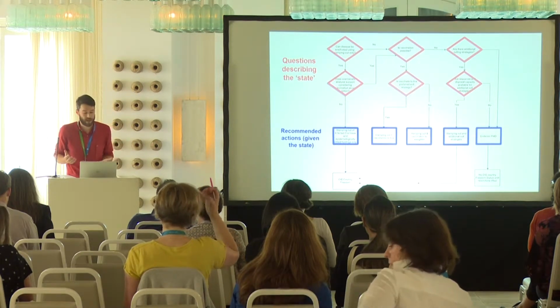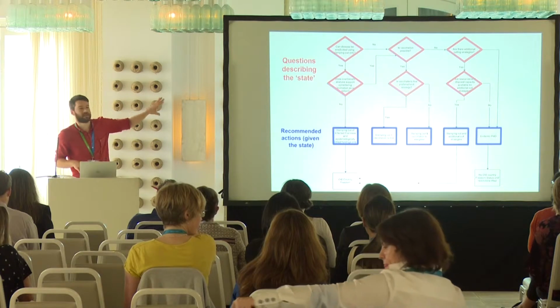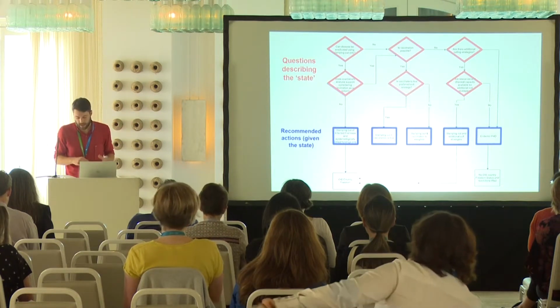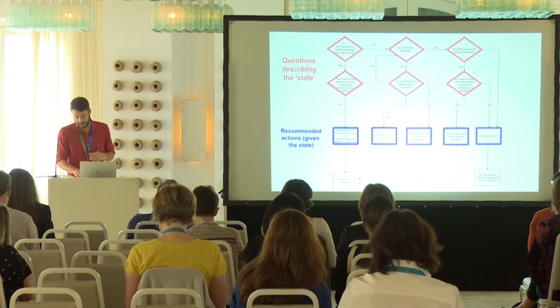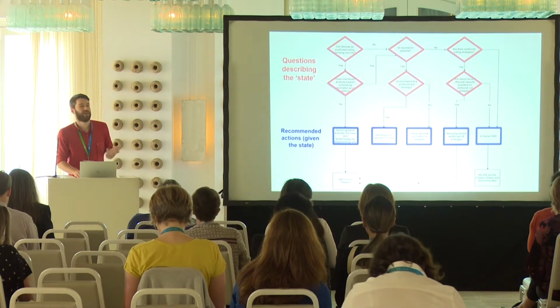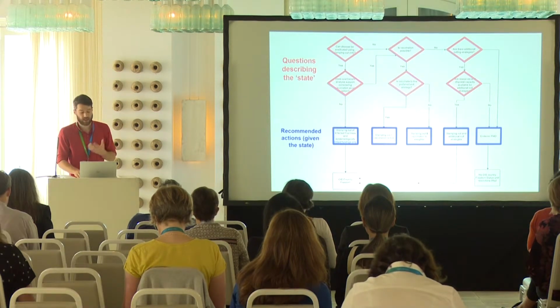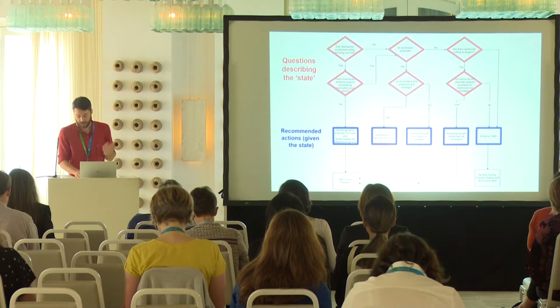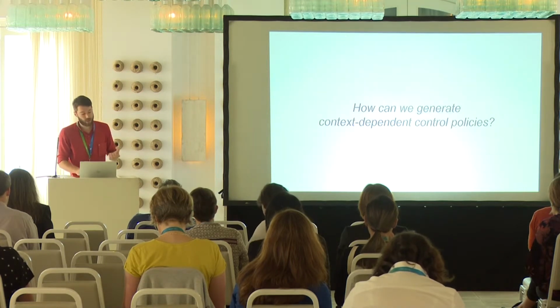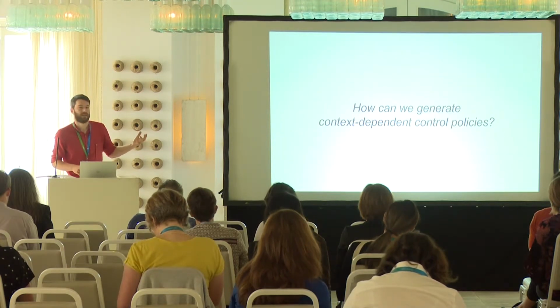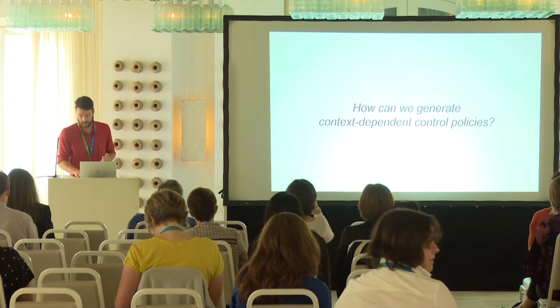They're not just yes-no binary variables. So we wanted to generate an algorithm like this, that's at a much more nuanced scale. Because we know, if history is a guide, that control actions do change through time. So the question is, how do we generate these context-dependent control policies?